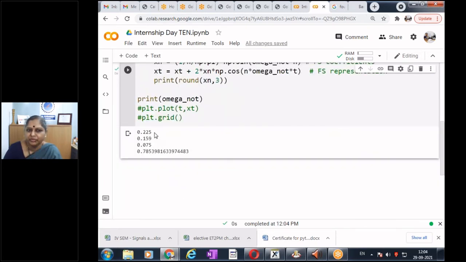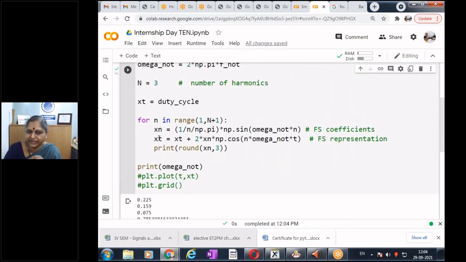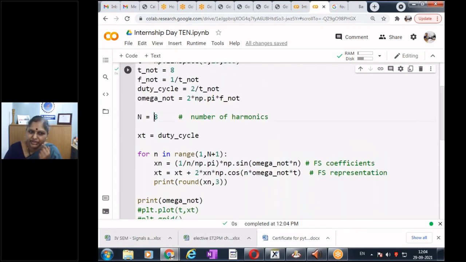So you remember 0.225 we got. Then we got the next values as 0.159, 0.075. So these are the Fourier series constants that we get. And where are we computing it? Xn. In the for loop, I'm computing xn. Xn is 1 by n pi sine n omega naught. Then we want to go a little further. We want to add some more terms.